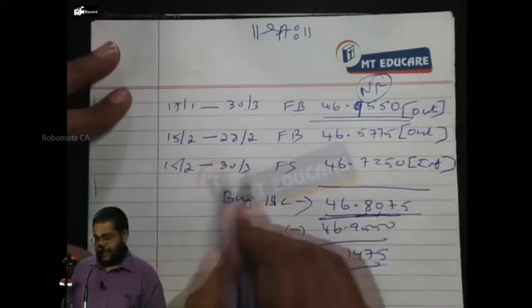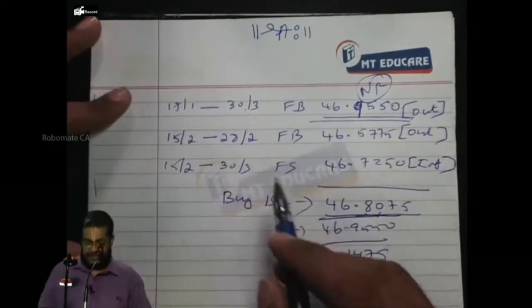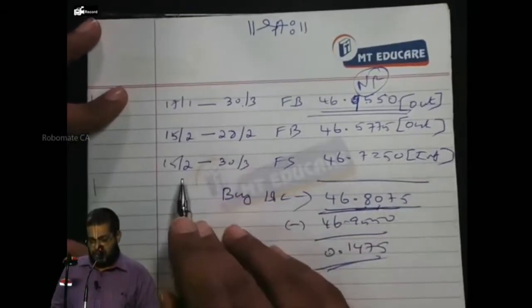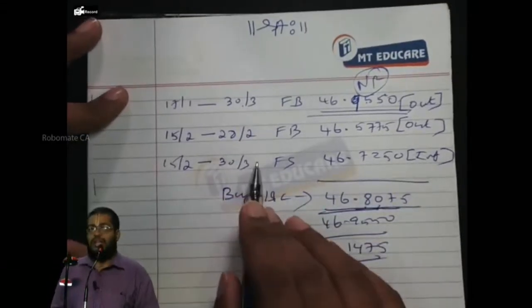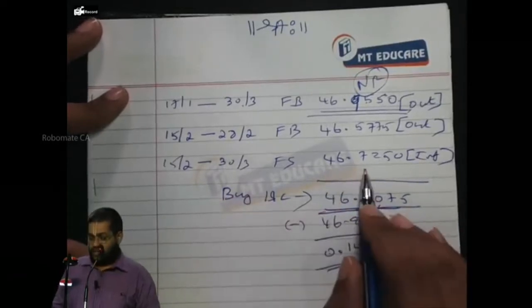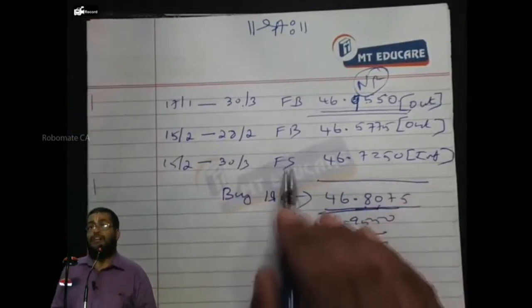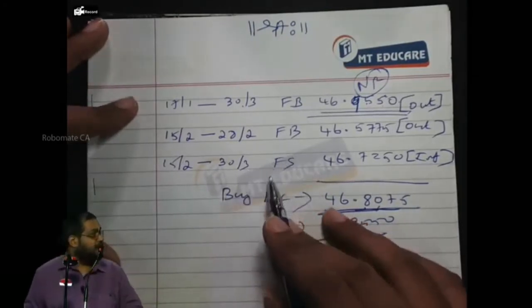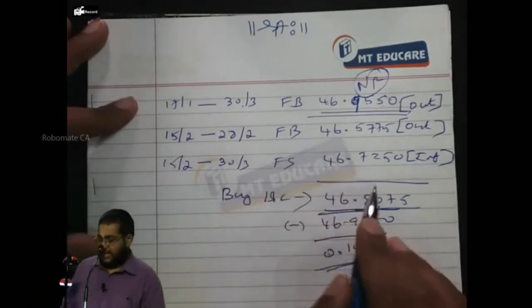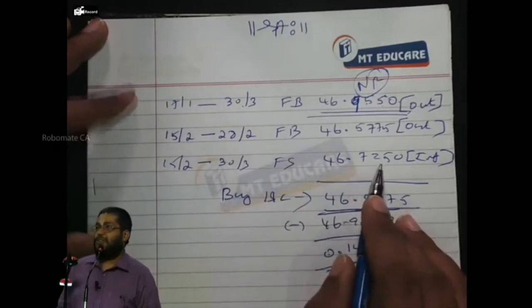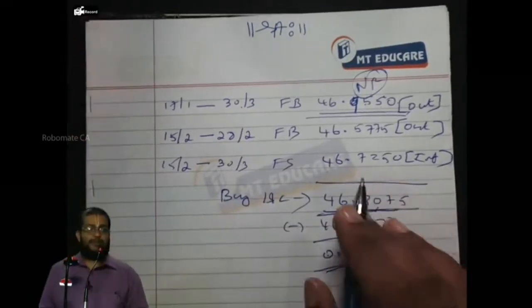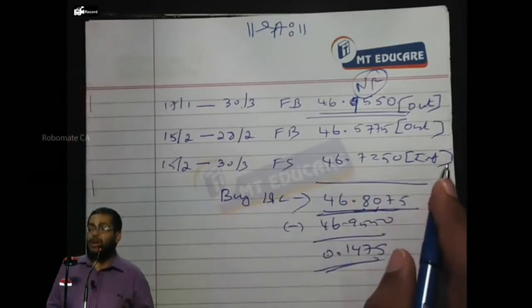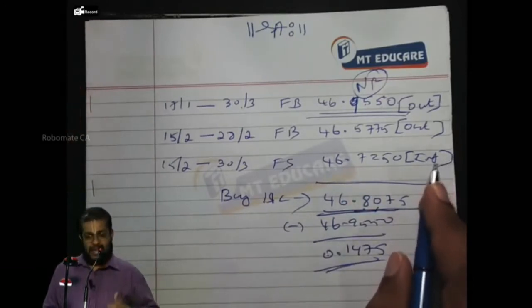Now 15th Feb to 30th March forward sell. It is 46.7250. Answer me, is it an inflow or outflow? Inflow. I'll be getting money in.